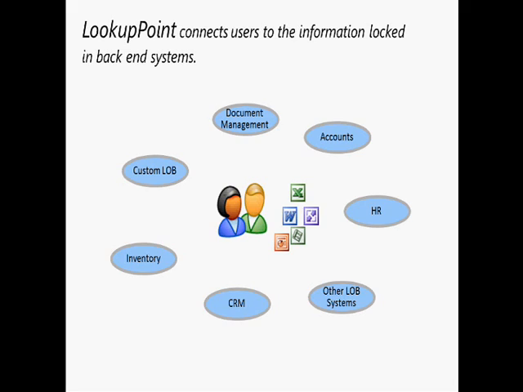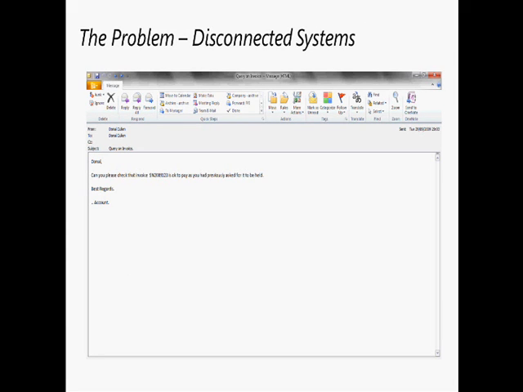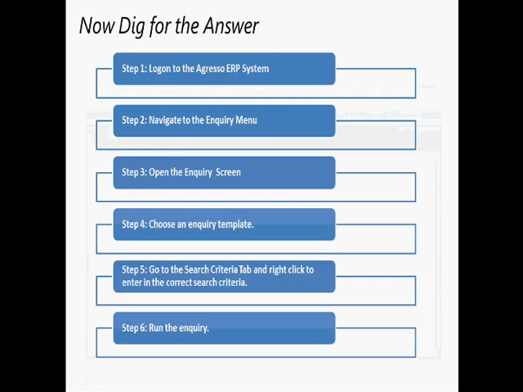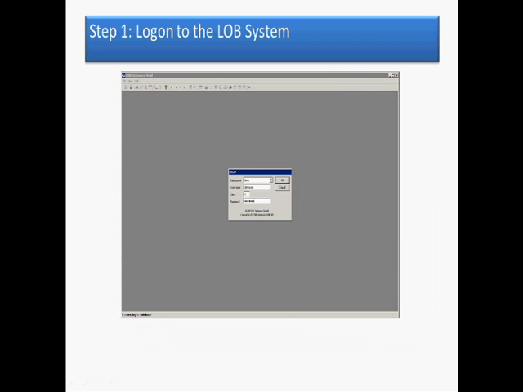Let's look at a simple scenario. A user gets an email asking them to check to see if a particular invoice is okay to pay. In most organizations, answering this question for an information worker would involve a series of steps in terms of going back into the line of business system. In this case, we're picking a sample financial management system called Aggresso, logging onto it, navigating to the inquiry menu, opening the inquiry screen, choosing an inquiry template, and then picking a particular query and running the inquiry. Let's see what those screens would look like for that user.